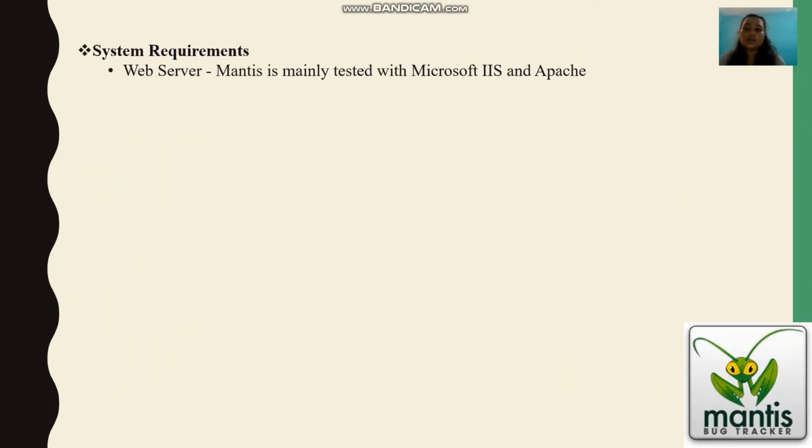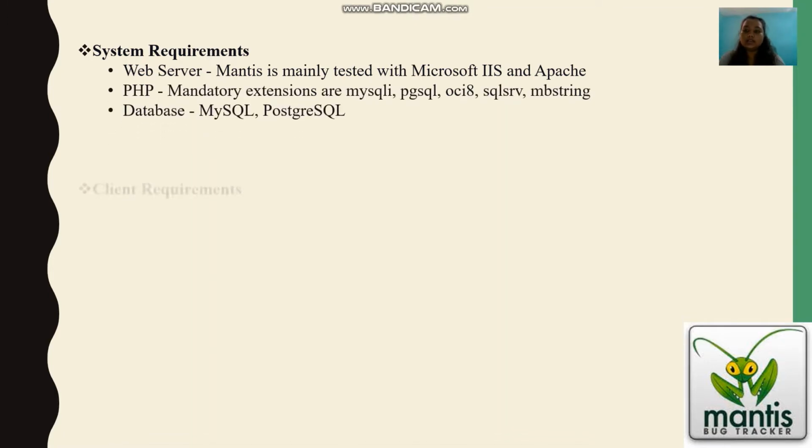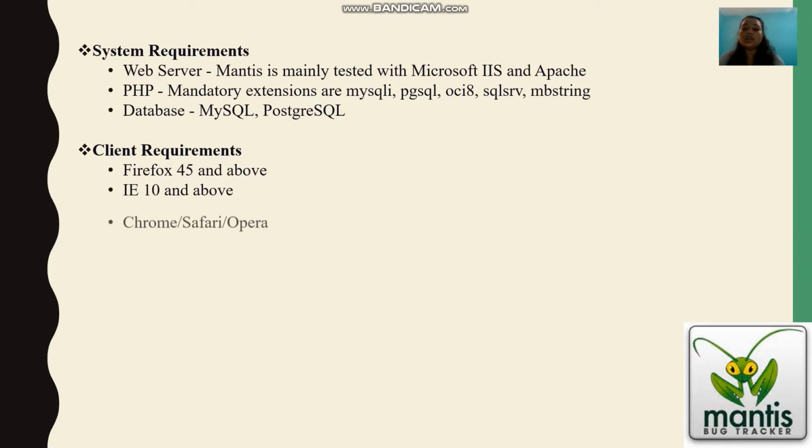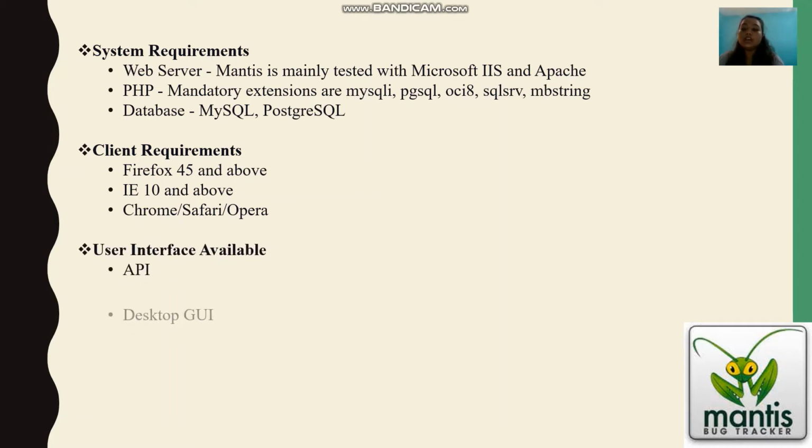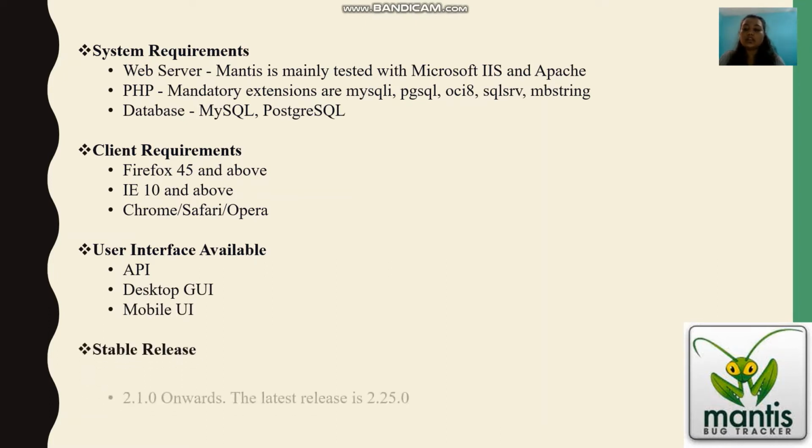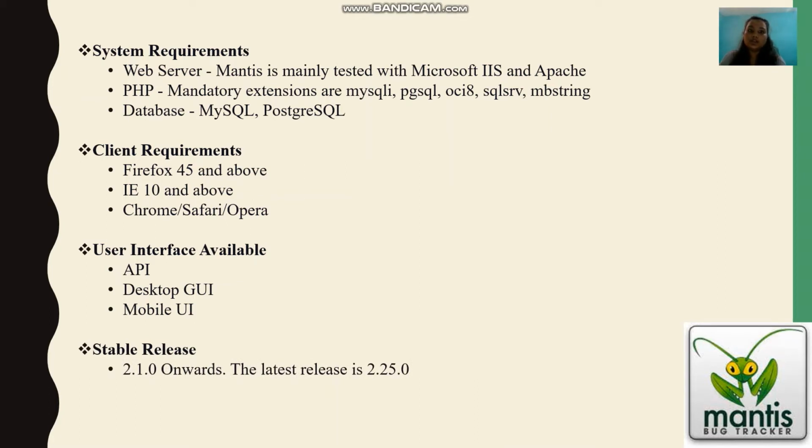As a system requirement, it needs a web server, PHP, and a database. As a client requirement, it needs Firefox 45 and above, or Internet Explorer 10 and above, or Chrome, or Safari, or Opera web browser. API, desktop GUI, and mobile UI are the available interfaces. The latest release of Mantis bug tracker is 2.25.0.